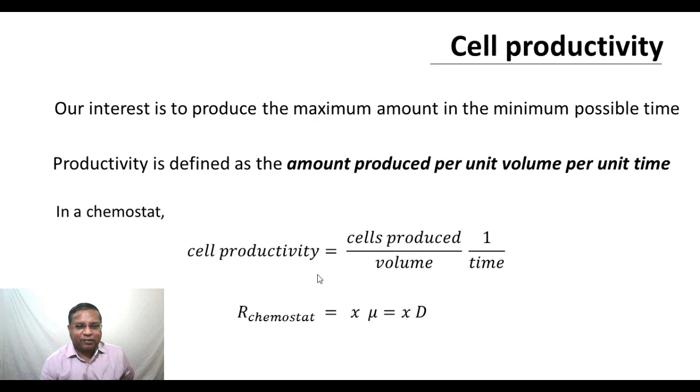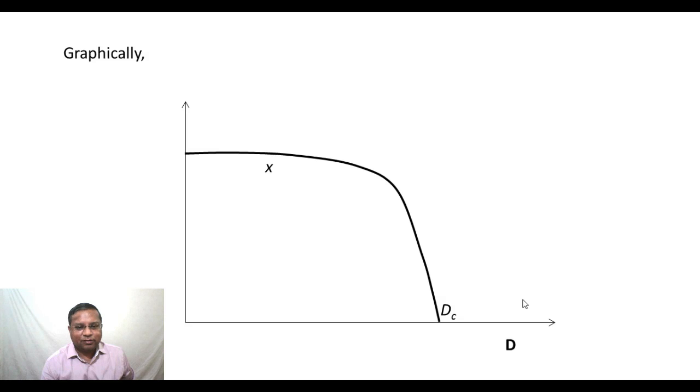If we represent the chemostat productivity by R of a chemostat, it would be the cells produced per unit volume, which is X, and 1 by time is mu, therefore X into mu, that would be X into D. And graphically, X was like this, the cell concentration variation with D was this. We have already seen this.